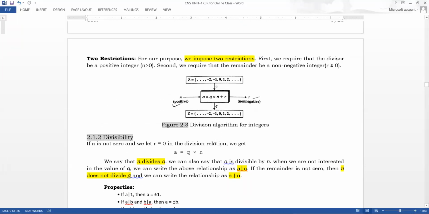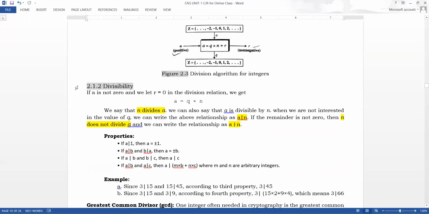So here now 255 = 11 × 23 + 2. Now for our purpose, we are imposing two restrictions when we are applying the division operation. Here n is a positive integer, that means n > 0, and the remainder r should be non-negative, that is r ≥ 0. So n is a positive integer and r is non-negative. We are just imposing two restrictions here for our purpose.